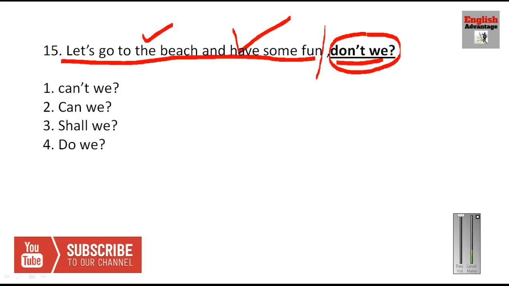followed by subject. So in this kind of sentences, this is a kind of exception. Let's go to the beach and have some fun. Here we are giving the suggestion. So in the case of suggestion, the question tag is always shall be, because shall be also indicates the suggestion. So this shall be will be the right answer. So in all kinds of let's go sentences, the question tag will be shall be.